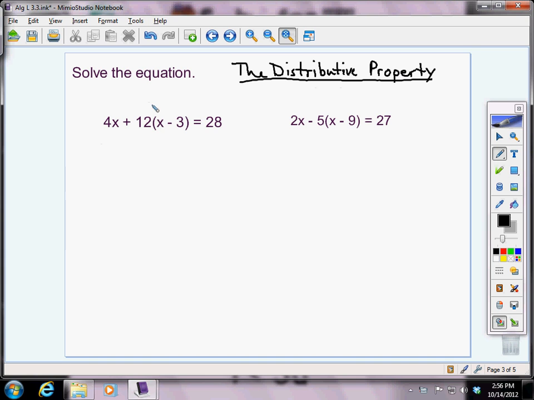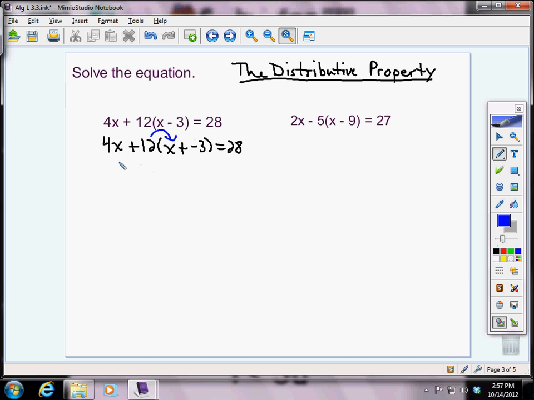Okay? So, let's look at this example here. We're going to simplify this side. So the first thing I want to do is get rid of all the subtraction. Notice our 4x just comes along for the ride because it's just being added on here. I'm going to rewrite this as 12 times the quantity x plus negative 3 equal to 28. Again, keep, change, change. Now I want to apply our distributive property.